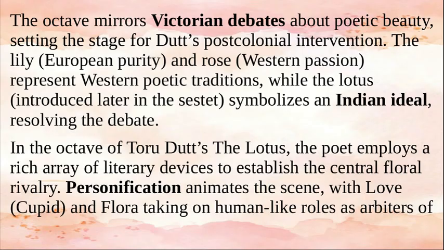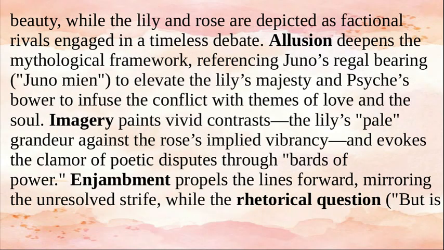In the octave of Toru Dutt's The Lotus, the poet employs a rich array of literary devices to establish the central floral rivalry. Personification animates the scene with Love, Cupid, and Flora taking on human-like roles as arbiters of beauty, while the lily and rose are depicted as factional rivals engaged in a timeless debate. Allusion deepens the mythological framework, referencing Juno's regal bearing, Juno mane, to elevate the lily's majesty and Psyche's power to infuse the conflict with themes of love and the soul.